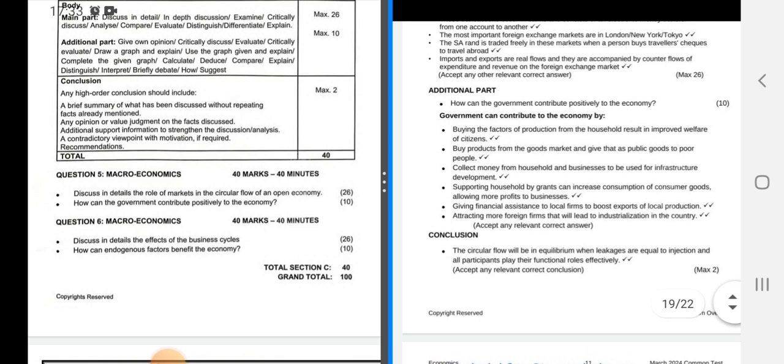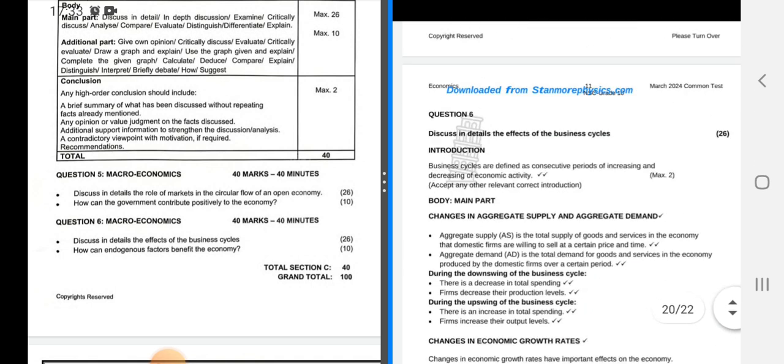A conclusion is, therefore, after all that you have read, what do you conclude? Here they said the circular flow will be in equilibrium when leakages are equal to injection. So this is therefore its effect. Now you have gathered your evidence, therefore the fact remains that the circular flow will be at equilibrium when leakages are equal to injection and all participants play their functional roles effectively. So any other fact is acceptable. Any fact about the circular flow.